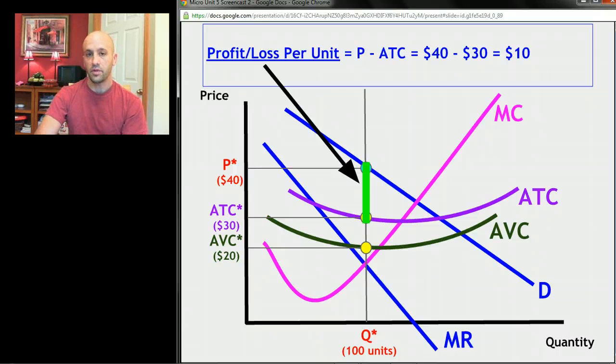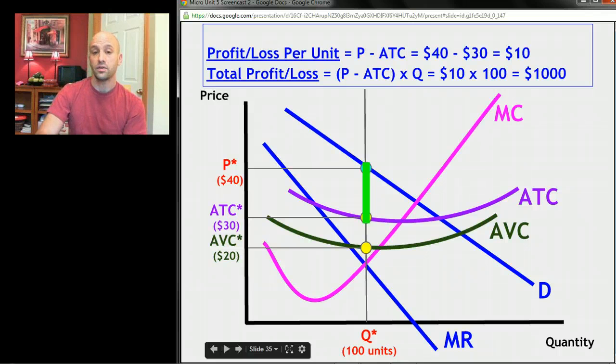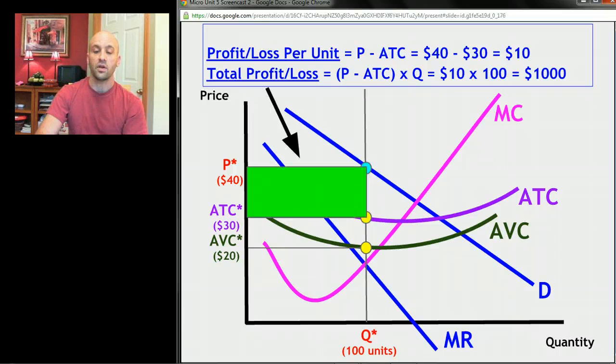Also, just like in perfect competition, we can figure out the total profit or loss. Total profit or loss is equal to the unit profit or loss, price minus average total cost, times the quantity that they produce. So they're making $10 per unit that they sell, and notice that here they're selling 100 units. $10 times 100 units is $1,000 in total profit. Or graphically, again, it's going to look like a rectangle, just like it did in perfect competition. Here's the $10 per unit right there, multiplied times the 100 units that it sells.